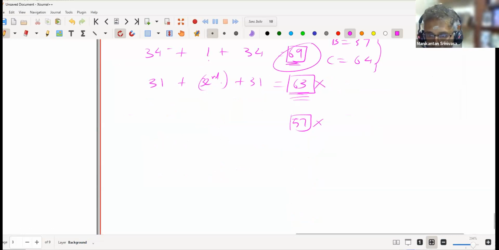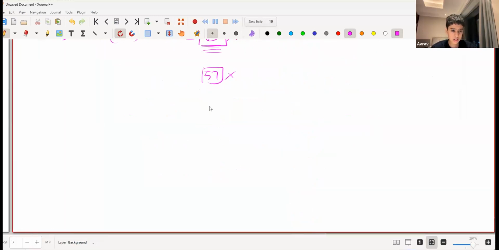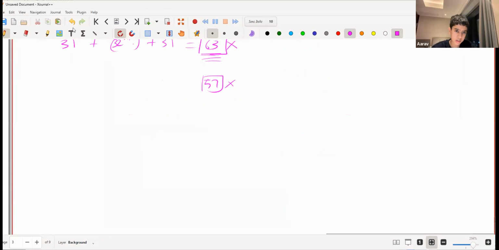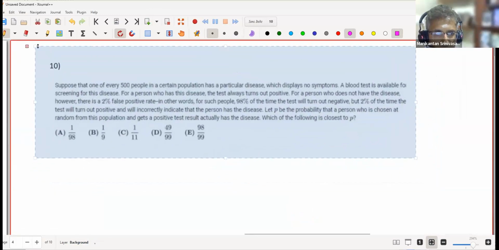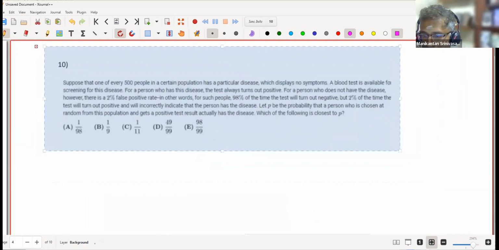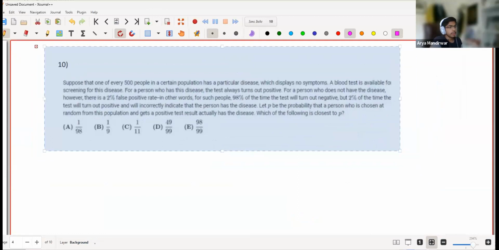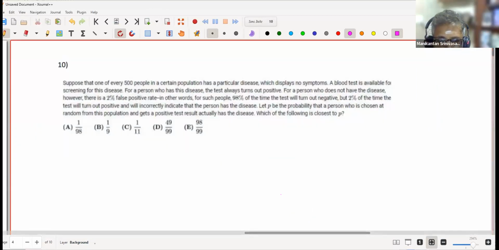Question 10. Arav, were you able to do question 10? So no, I used the tree diagram, but I was getting the wrong answer. I think it's incorrect. Okay. Anyone? Yeah, Arya, what did you get? I got C, 1/11. Okay, Navya, what about you? Yeah, even I got C. Okay, any other answers? Sanvi?